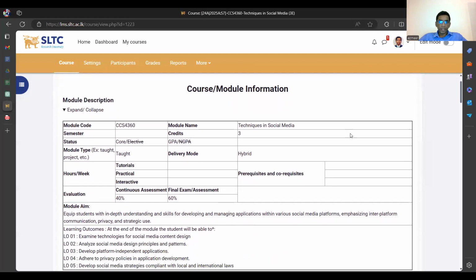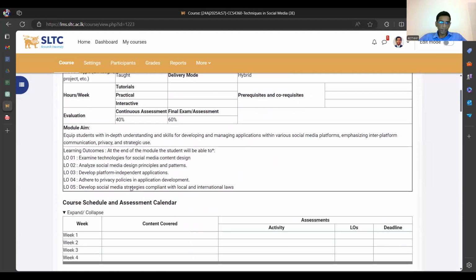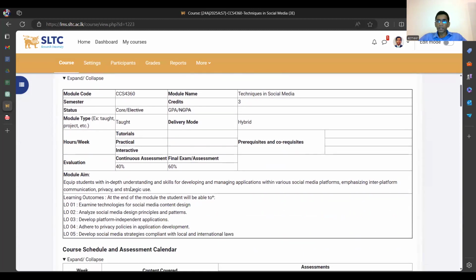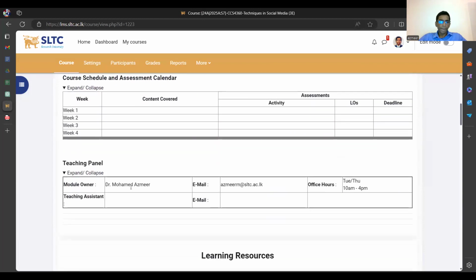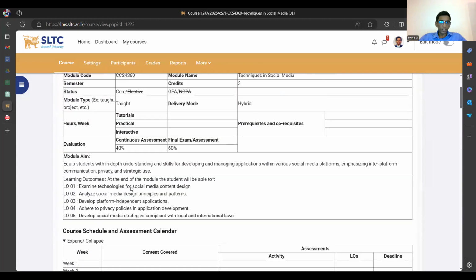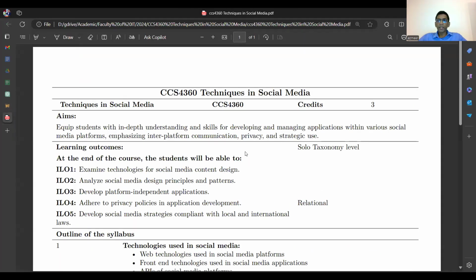So this is a 3-credit unit, a core unit. And if you look at the evaluation, I'll discuss that in a minute. So this is the LMS. I've loaded the unit outline information here. As we move forward, I will add more to it. What I did was I got the PDF file opened separately so we can look at the detail here.